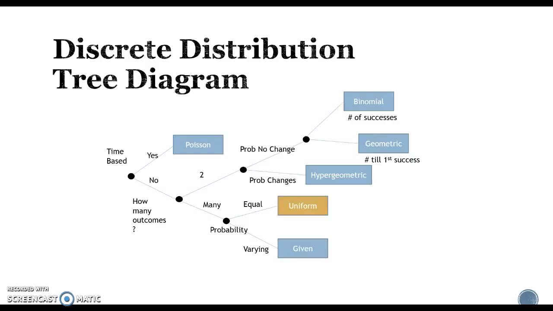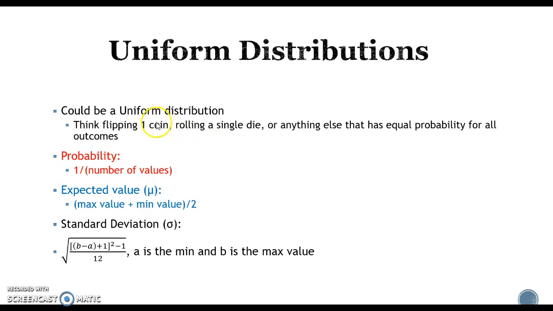So the first one that we will talk about, because it is the easiest, is the uniform distribution. In this case, it is not time-based. We have multiple outcomes. With the dice, we had 6 outcomes. The probability is equal across all of them. So this could be flipping a coin. The probability of heads is 0.5, the probability of tails, 0.5. It's an equal probability. The same with rolling a dice. 6 options, equal chance of getting each one. Or anything else that's equal.